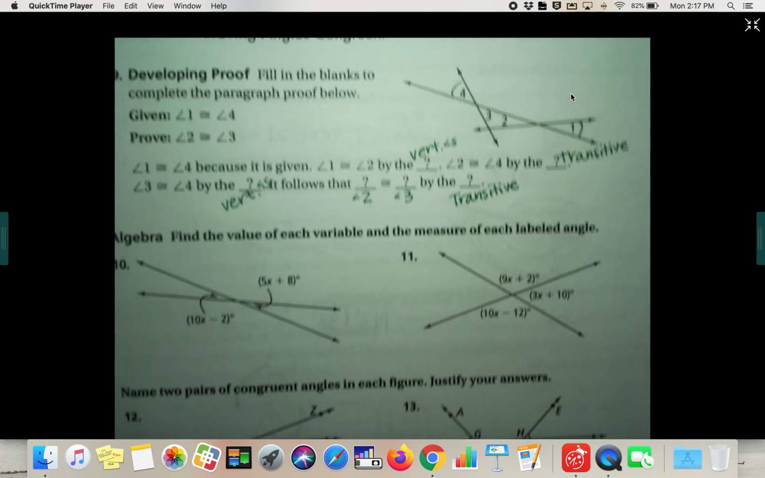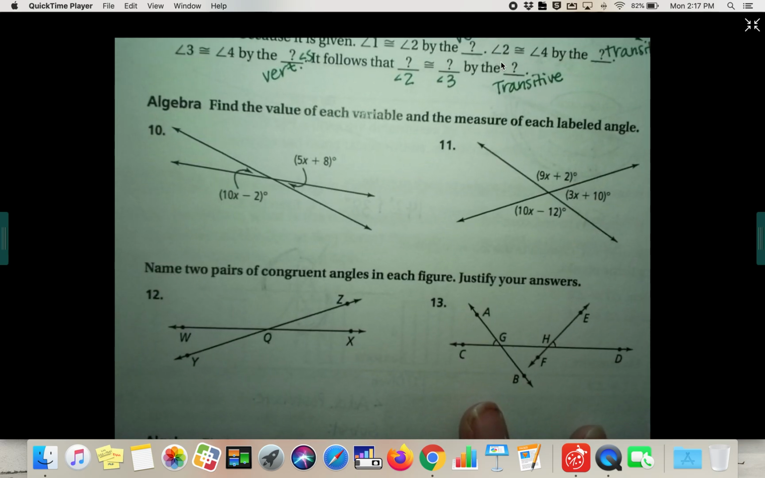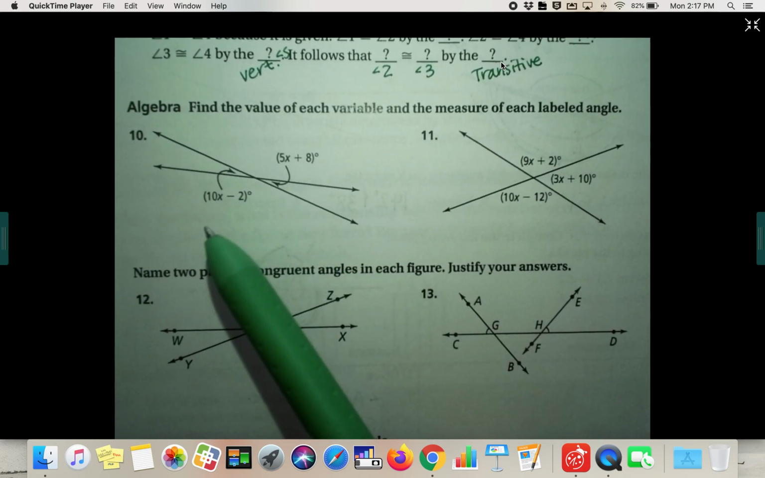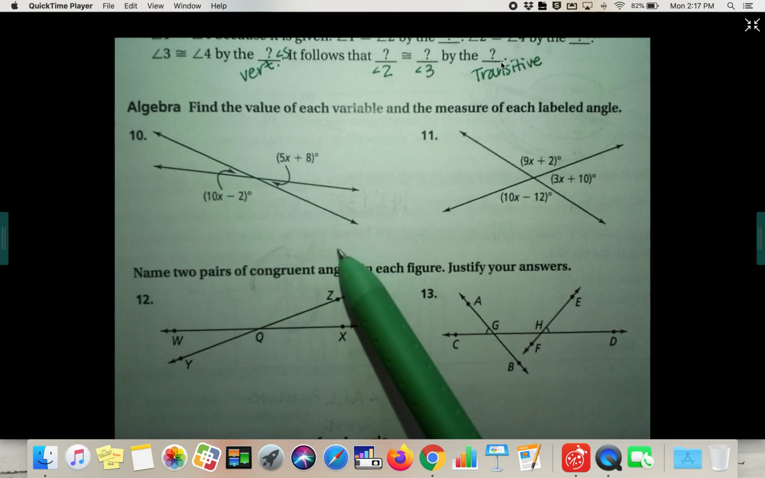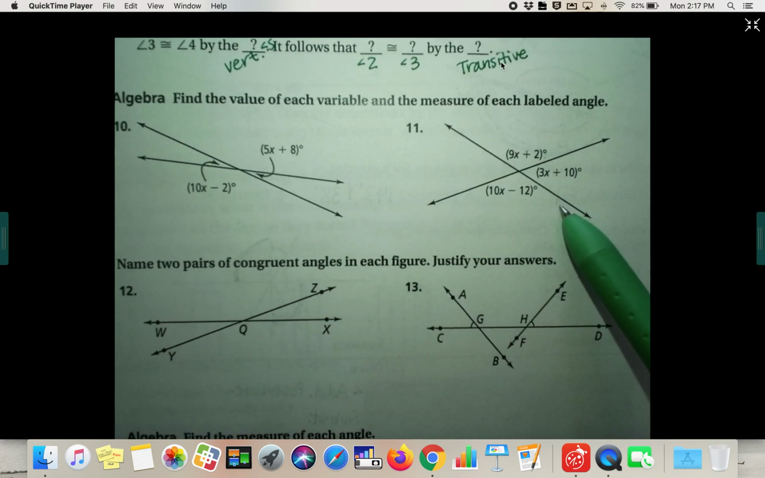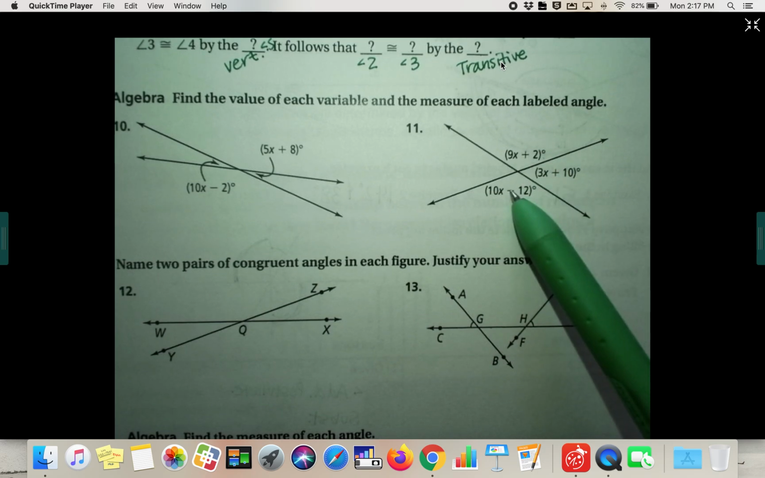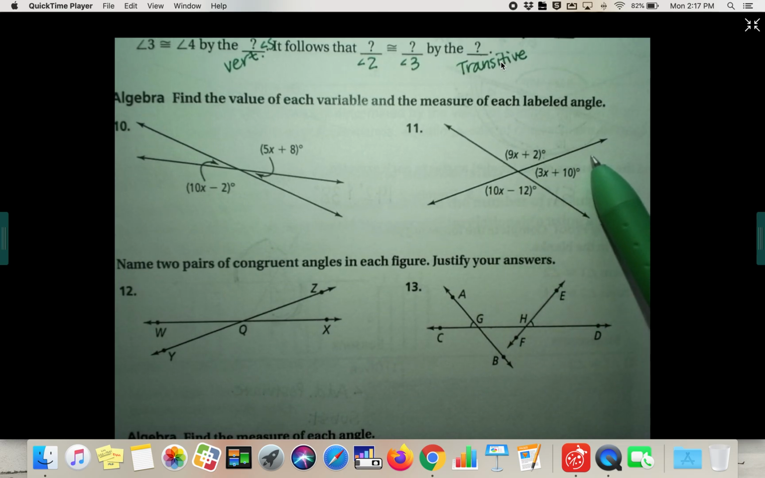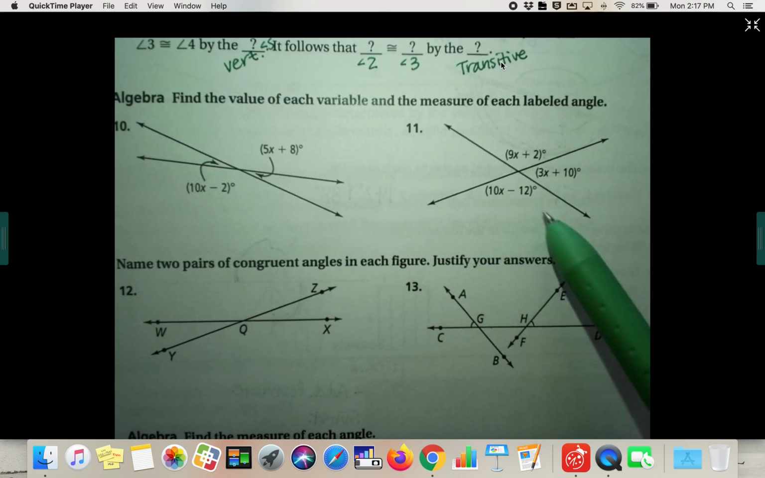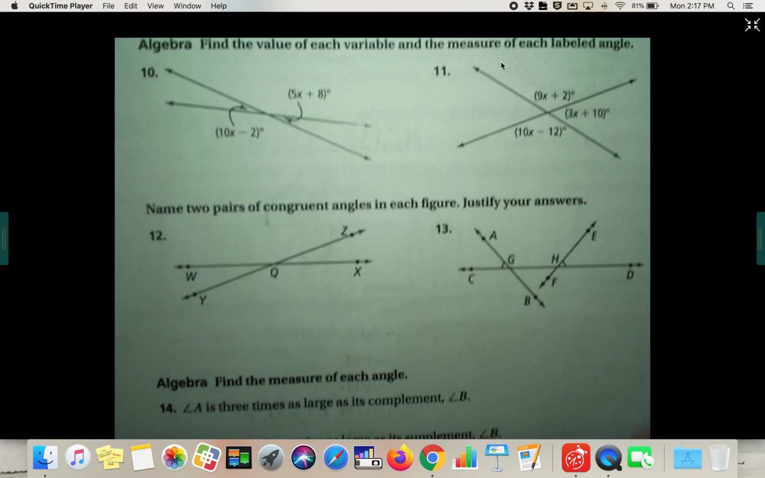Okay, numbers 10 and 11 are more just practice. If you know that they're vertical, you'll set them equal to each other and solve. I don't need to work all of that out with you. Same thing here: you would set these two equal to each other, or you could set this one plus this one equal to 180, because you know that they are a linear pair. If you need a little extra practice with that, try those and we can check your answers later, but that's how to do them.